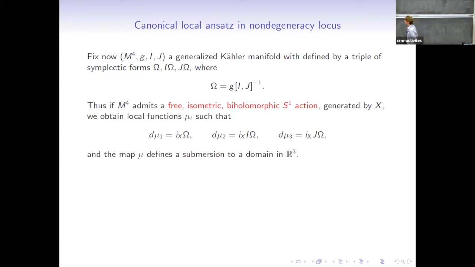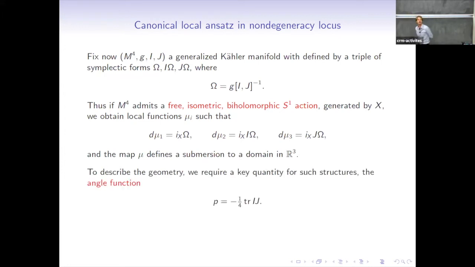You can check that the moment map defines a submersion to a domain in R3, but we want to sort of recover the geometry somehow in the image of this moment map. The key quantity for doing that is the so-called angle function. This function p is -1/4 some factor times the trace of the product of I and J, but this is basically, by definition, the inner product of I and J.